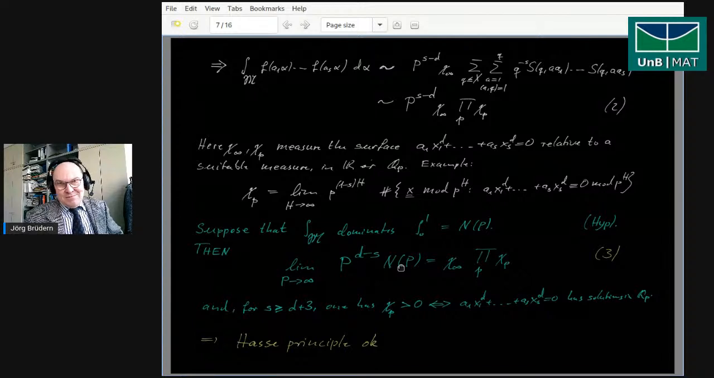So now, is this any good? Because I've done only those things that don't give you any meat. The complementary part needs to be estimated. And that is typically the difficult part of a circle method proof.